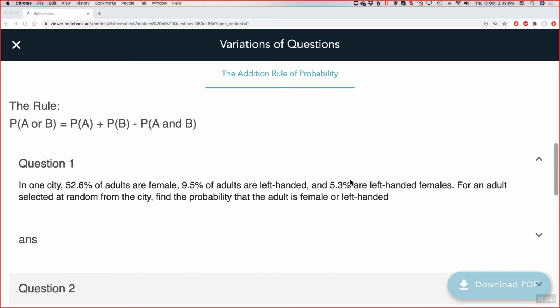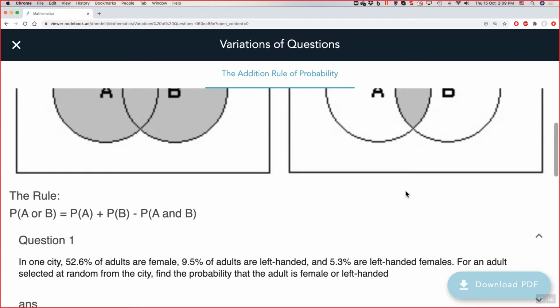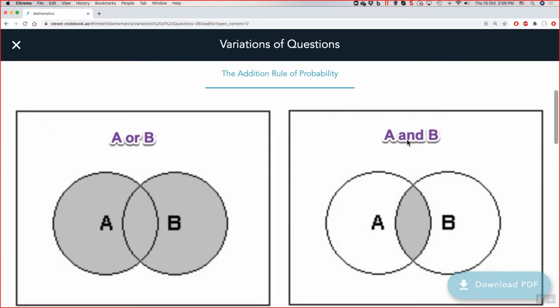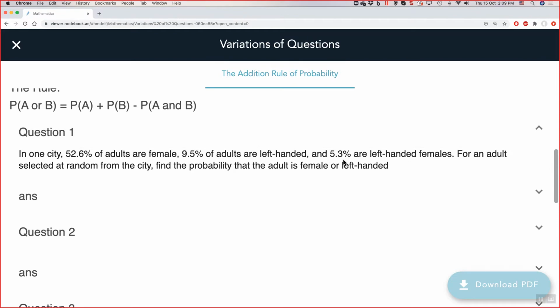What is left-handed females? Is it the females or left-handed? Is it the females and left-handed? Which one is it? The and, very good, the and. Because sometimes the word and is omitted. When I say A, B, I actually mean A and B. Okay? So in this case, left-handed female means left-handed and female. So I am giving the percentage of the and, or I'm giving the probability of the and.